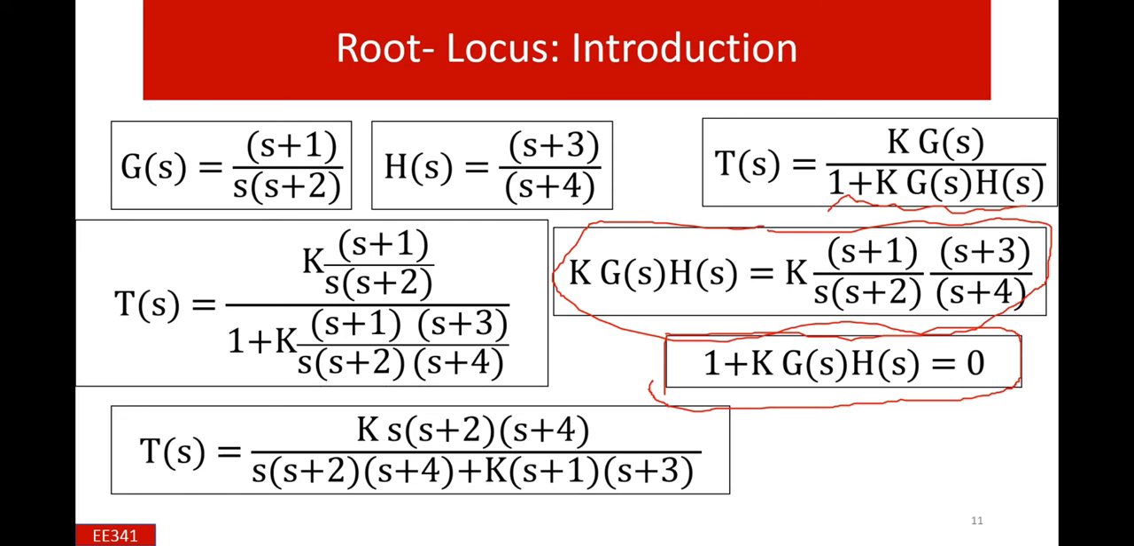This is the root locus. So the path of the poles in a closed loop with the variation of K is the root locus.